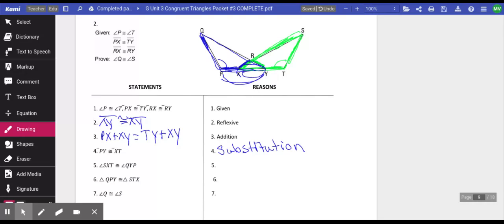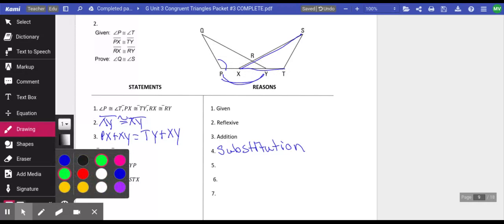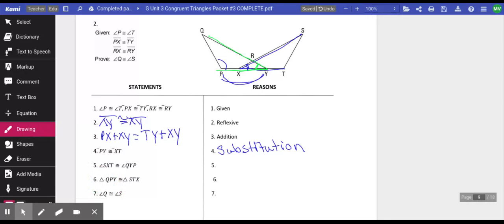So now they're looking at SXT. So I'm going to erase some of this so I can see where SXT is. So we're talking about SXT is congruent to QYP. So I'm looking at this angle and this angle. Well, to know why those are congruent, I have to remember back to my givens, which said that RX is congruent to RY. So that means this little triangle here is isosceles. So this is the isosceles triangle theorem.